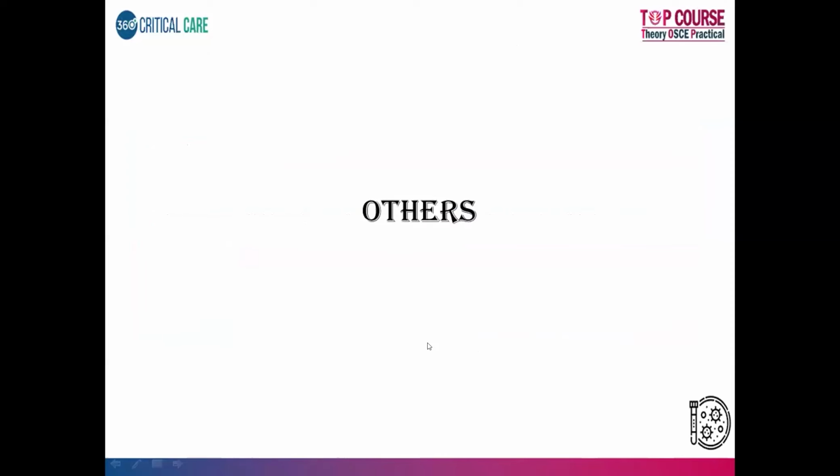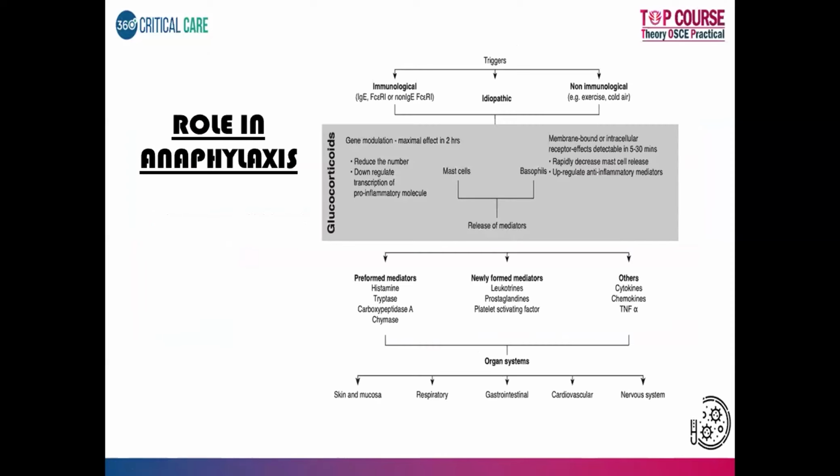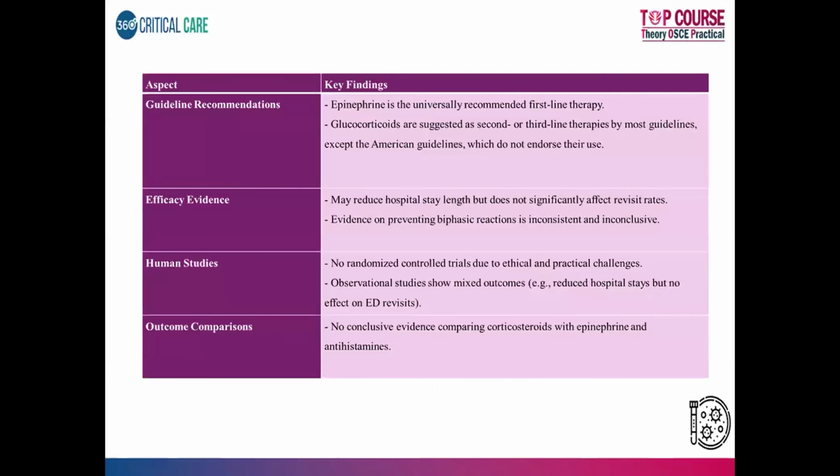Now coming to the other uses of steroids. One is the role in anaphylaxis. So basically, how does it help in anaphylaxis? These corticosteroids reduce the number of mast cells and basophils. They downregulate the transcription of pro-inflammatory molecules, upregulate the anti-inflammatory mediators, and rapidly decrease mast cell release. This is how steroids have a role in anaphylaxis.